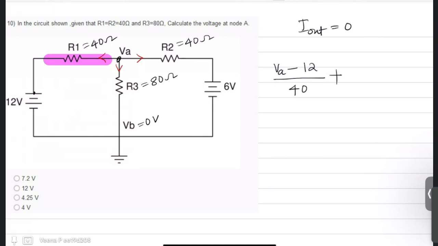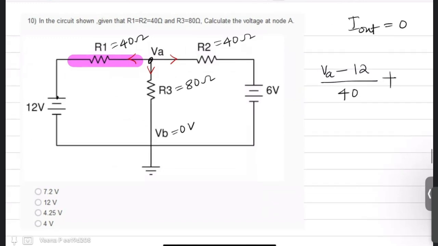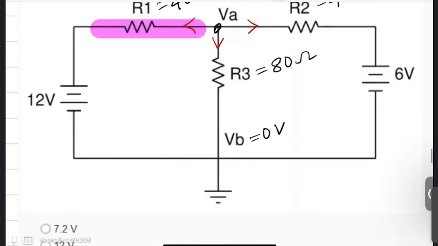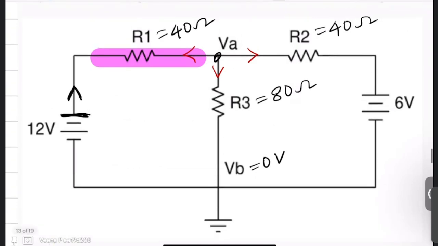So outgoing current in the first branch R1 is VA minus 12 by 40. If the 12 volt was given like this, then it is VA plus 12 by 40. Since the positive terminal comes first, VA minus 12 by 40. Why does it come like this? Because since the positive terminal is like this, it has a tendency to send current in this direction. So it is opposing the direction of VA. That is why it is VA minus 12 by R1.